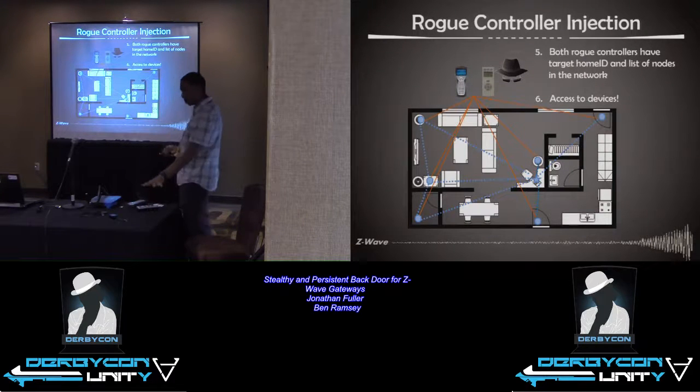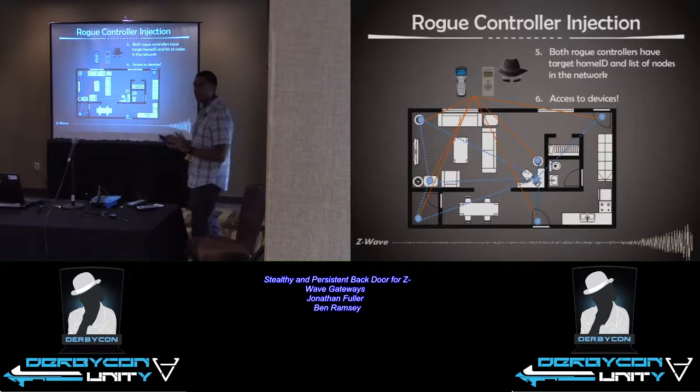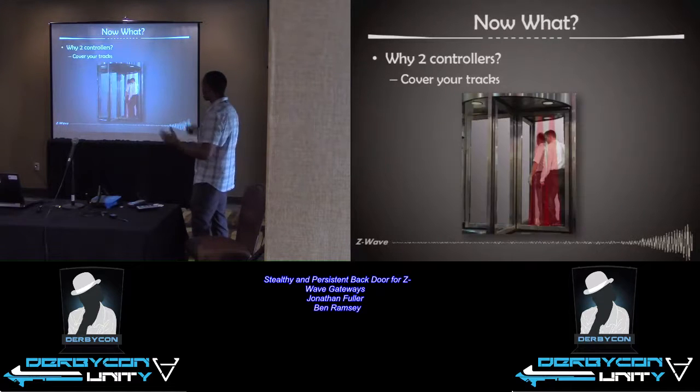5th step, now both controllers have access to the devices on the network. They have the same home ID, and in Z-Wave protocols, if devices share the same home ID, they're on the same network. It's I trust you, you trust me, we have the same home ID. And so that's what's important. They get the home ID, and they can control devices on the network now. They're fully trusted.